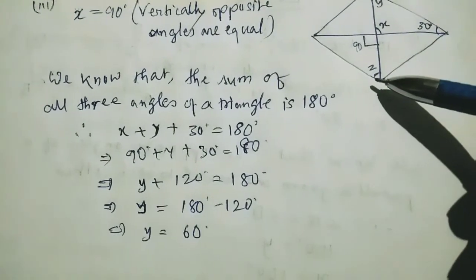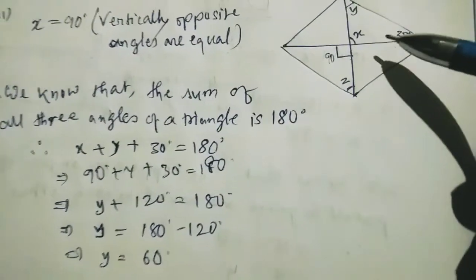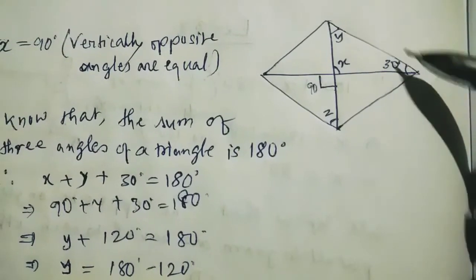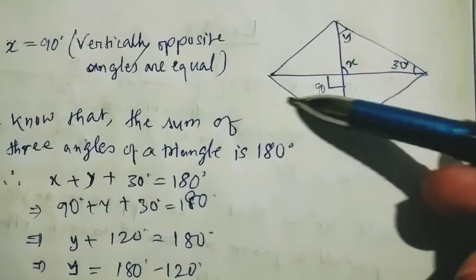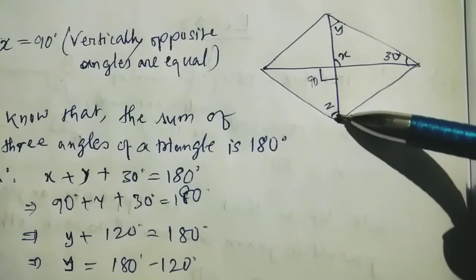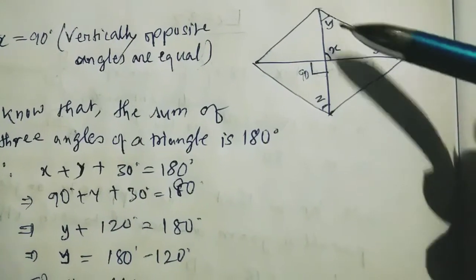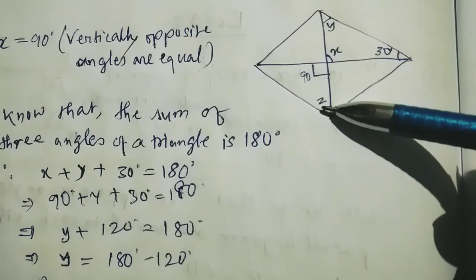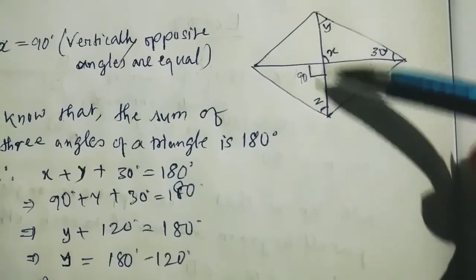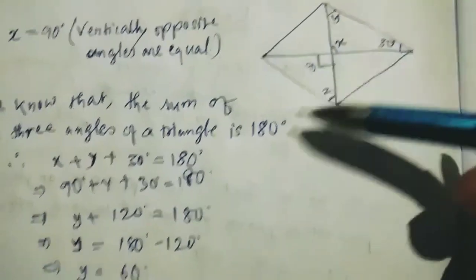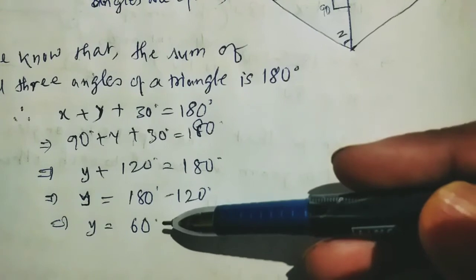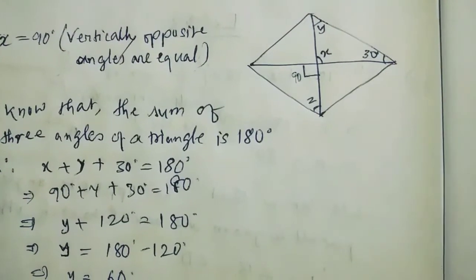Now our last angle is z. So how to find the z? So it is also very simple, because this is a parallelogram. So this line is parallel to this line, and this line, straight line, is the transversal line. That's why alternate angles are equal to each other. Okay, so angle z equal to angle y. So angle z will be what? Angle y. So angle y is what? 60 degree. So z is also 60 degree.